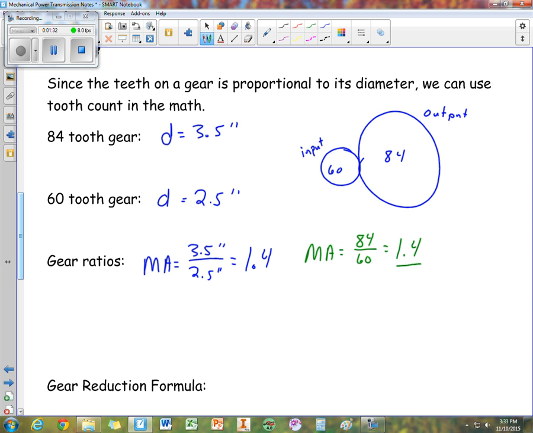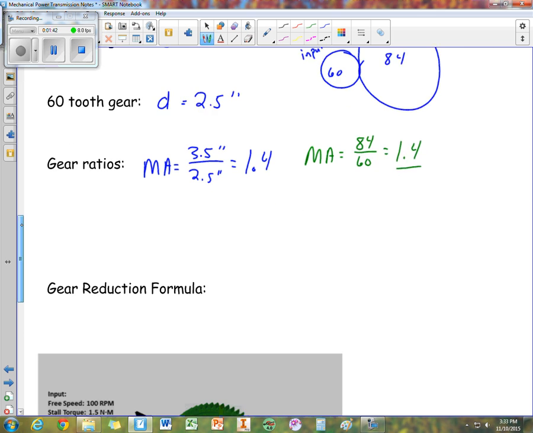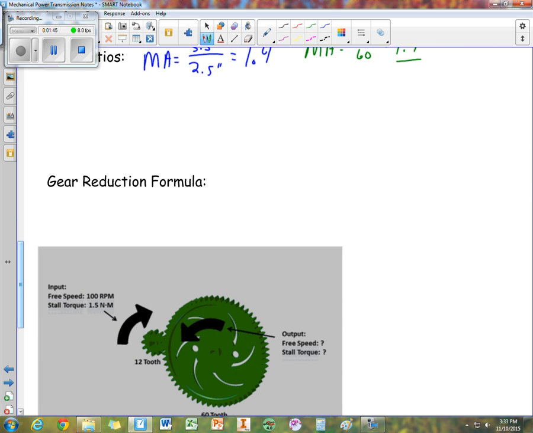So what this means is that you don't have to go around measuring the diameters of all of the gears. You just simply have to use the teeth. If you know the number of teeth on the gears, then you can calculate that. So just reiterating here, the gear reduction formula, or the mechanical advantage for gears, will be the number of output teeth divided by the number of input gear teeth.